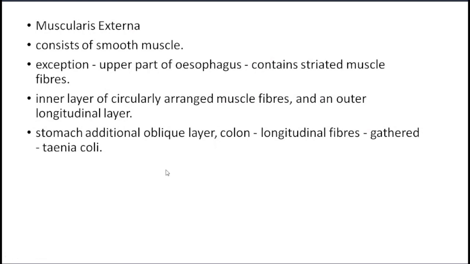So muscularis externa कहाँ पे differ हो रहा है? एक तो उसका typical arrangement है inner circular and outer longitudinal, but there are some exception parts. So the exceptional part is in the esophagus. Esophagus में आपको upper part में striated muscle मिल रहे in muscularis externa. Middle part में आपको mixing of striated plus smooth muscle मिल रहा है, and the lower part contains smooth muscle only. Then in the stomach you will get the additional oblique layer, and in the colon these longitudinal muscle fibers gather together to form the tinea coli.